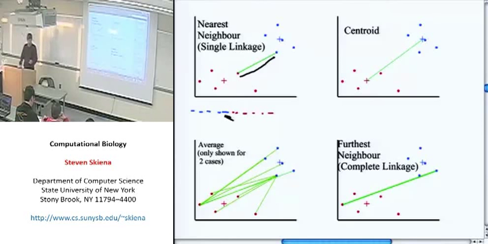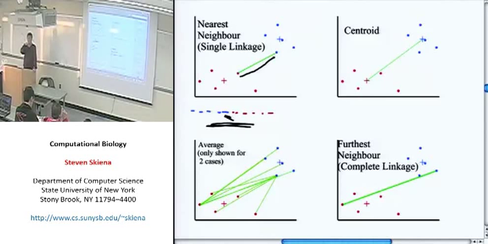Alternately, we might try to evaluate the distance between two clusters as the average distance, where we take every pair of points from one cluster and the other and compute the distance for each, and then depending upon how many pairs there are, we average that. Does everybody see that? That gives us a different notion of how far apart these two clusters are. In this case, by the average link method, I would argue that the average distance between these two clusters would be something like that. Does everybody see that?